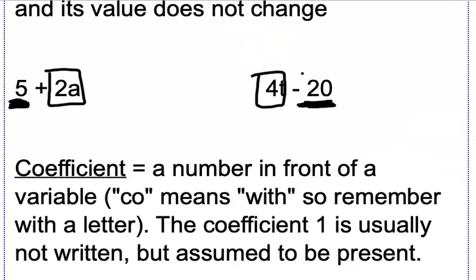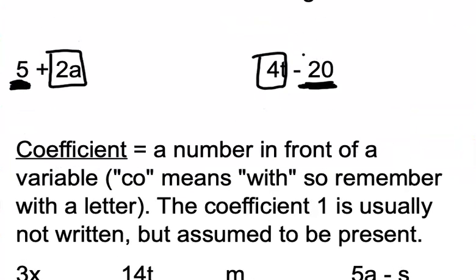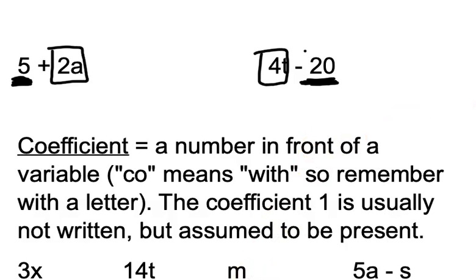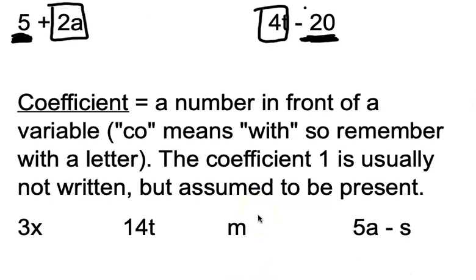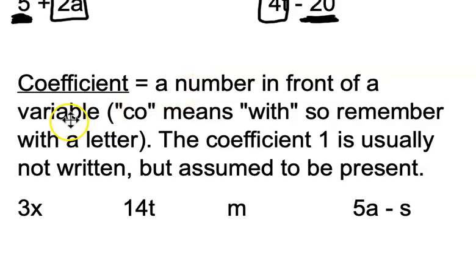Whereas a coefficient, again, you might want to write this down, not all of it if it's too much, but a coefficient is a number in front of a variable. So if I were taking notes, that's exactly what I'd write: a number in front of a variable. And this is just something to help you remember that the prefix co means with. So if I know that I have coefficient, that literally translates to with a letter. So I am going to see a number next to a letter, that's a coefficient.